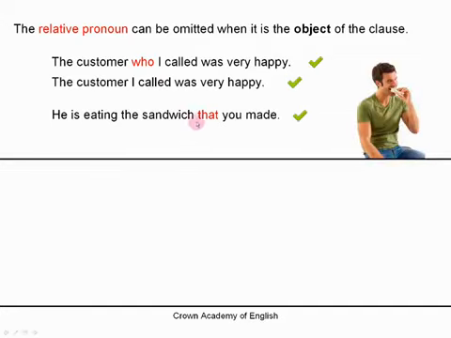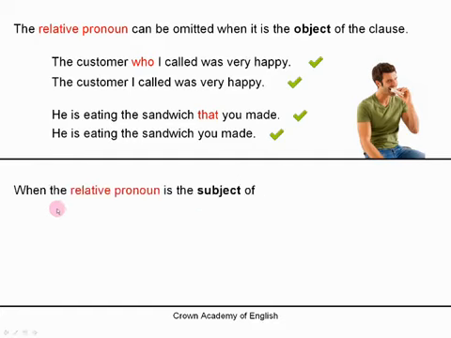He is eating the sandwich that you made. And if we omit the relative pronoun, we say, he is eating the sandwich you made. Notice that in both of these examples, the relative pronoun is the object of the clause. I called the customer. You made the sandwich. Okay, it's the object.